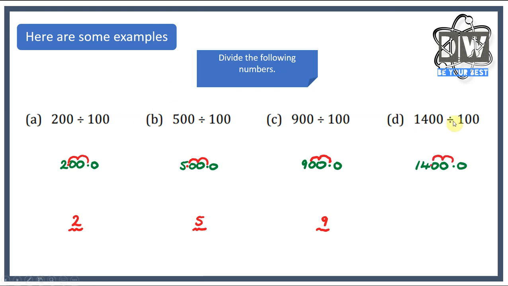And just to go back to that, the reason why we move it 2 spaces is because we've got 2 zeros there, okay? And we want to make it 100 times smaller. 1,400 divided by 100 gives us 14, okay?